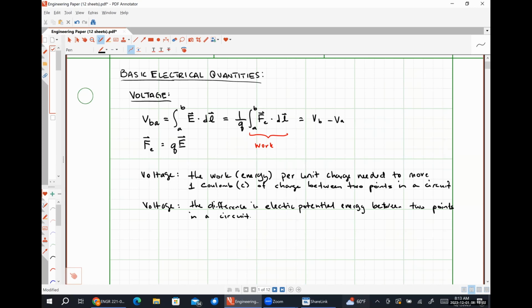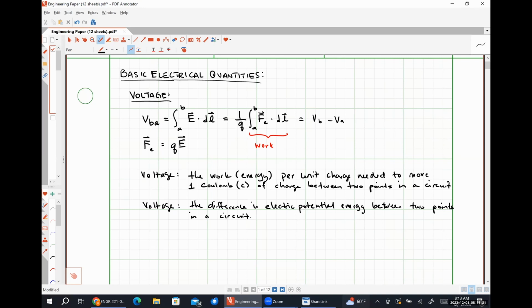Now, whether or not you realize this, this is the definition of voltage that you've been using anytime you've tried to measure it. What do you measure a voltage with? A voltmeter. How do you measure a voltage with a voltmeter? You have two leads. You put one at one point in the circuit, the other lead at a different point in the circuit, and then it tells you the potential difference between those two points. That is literally what a voltmeter is doing.